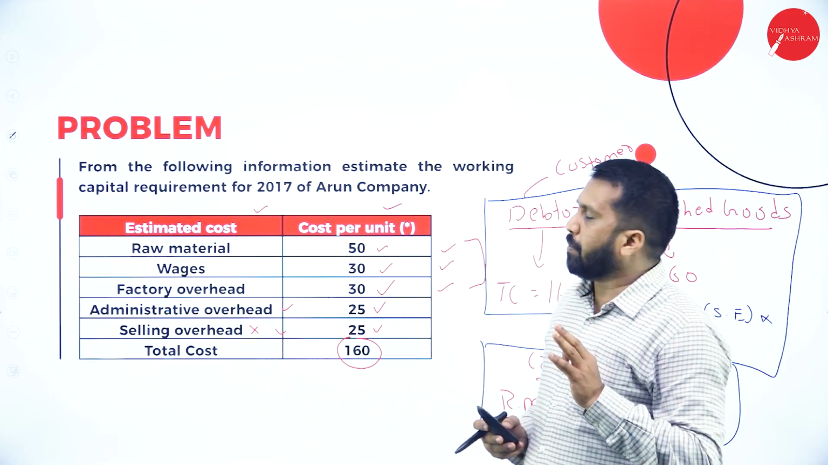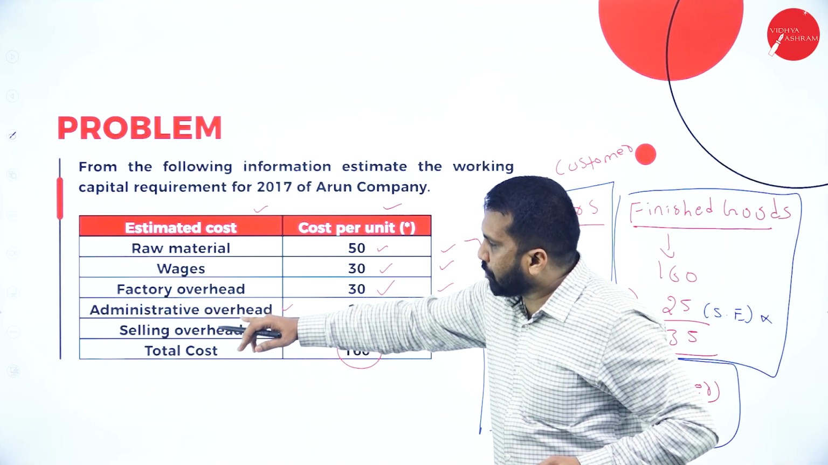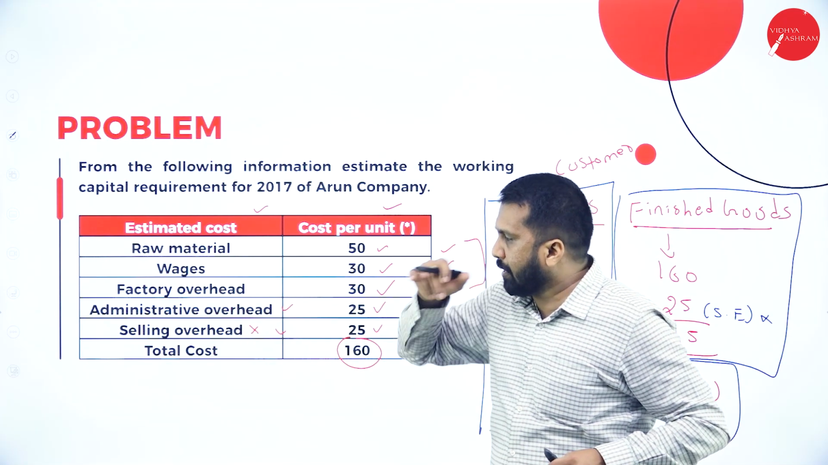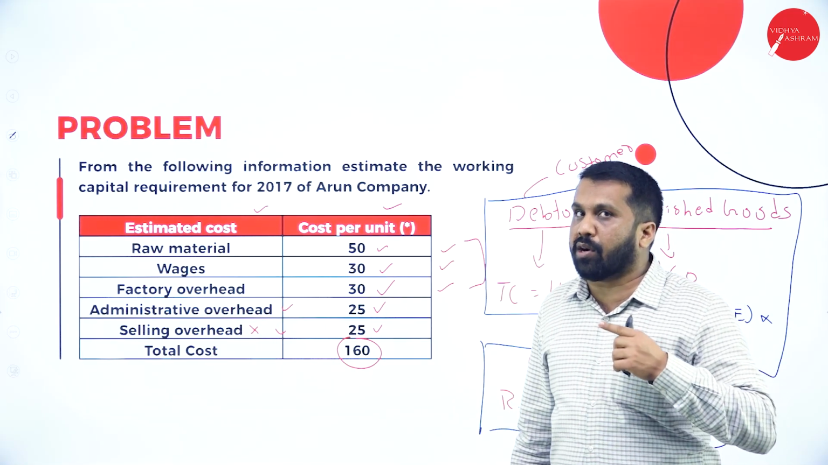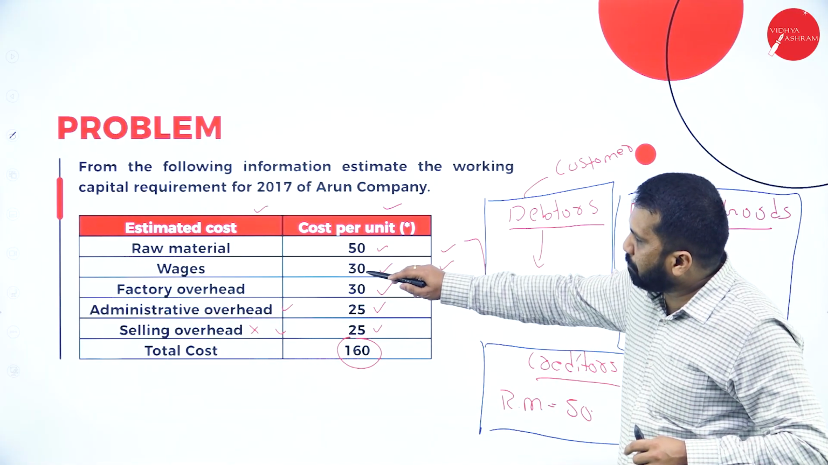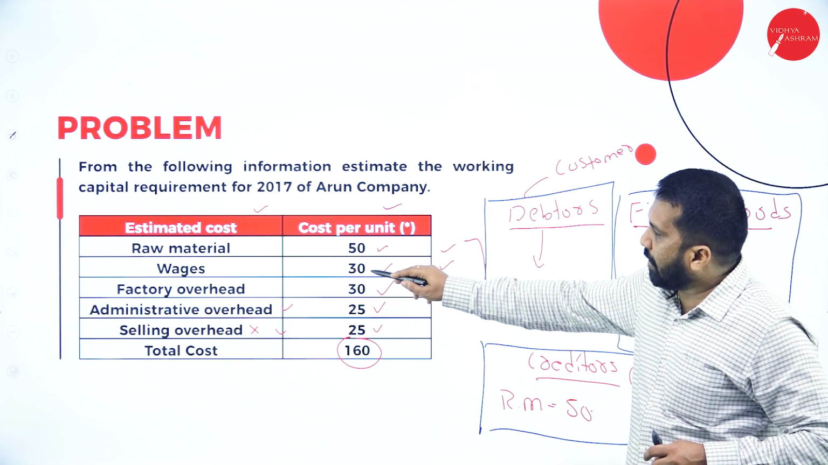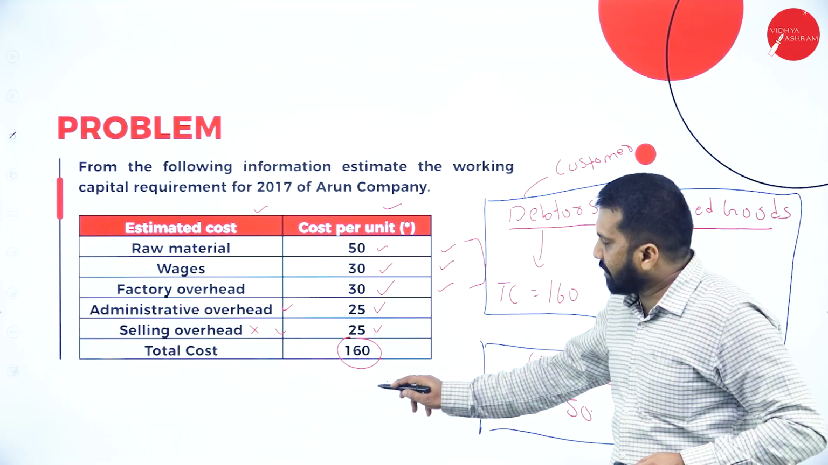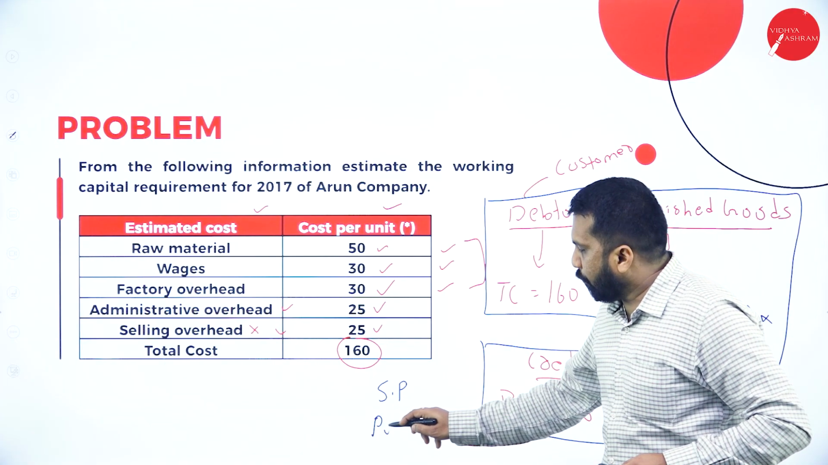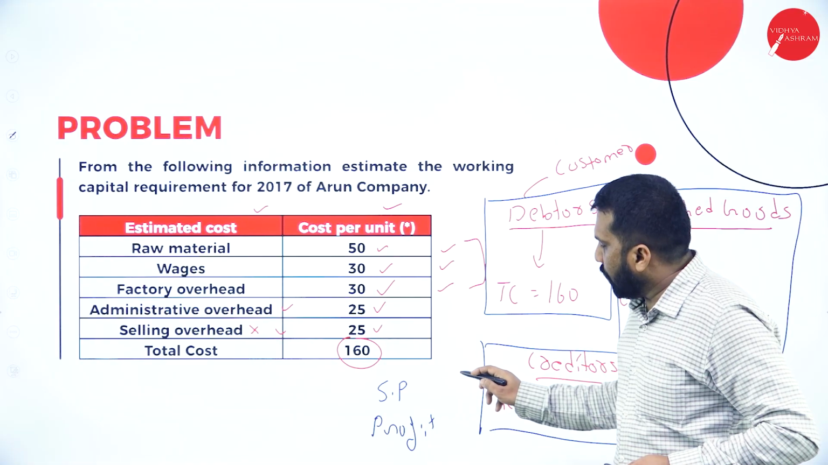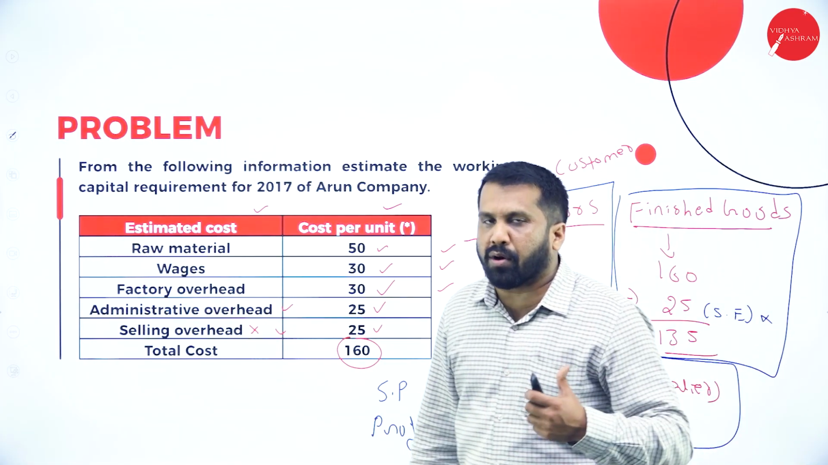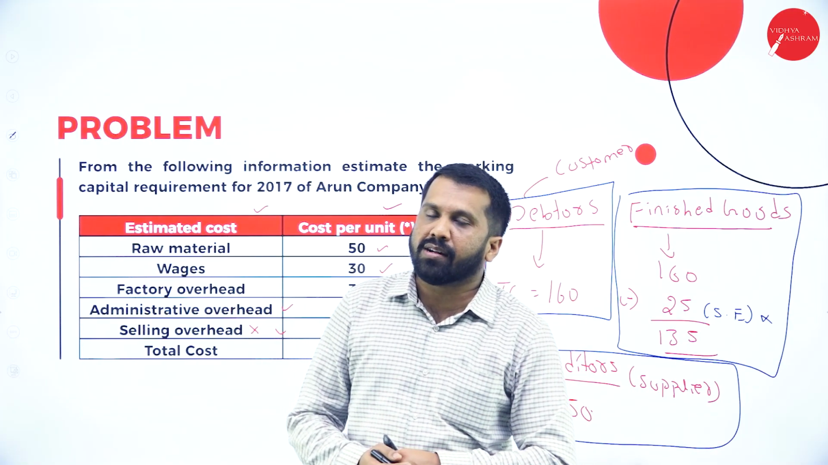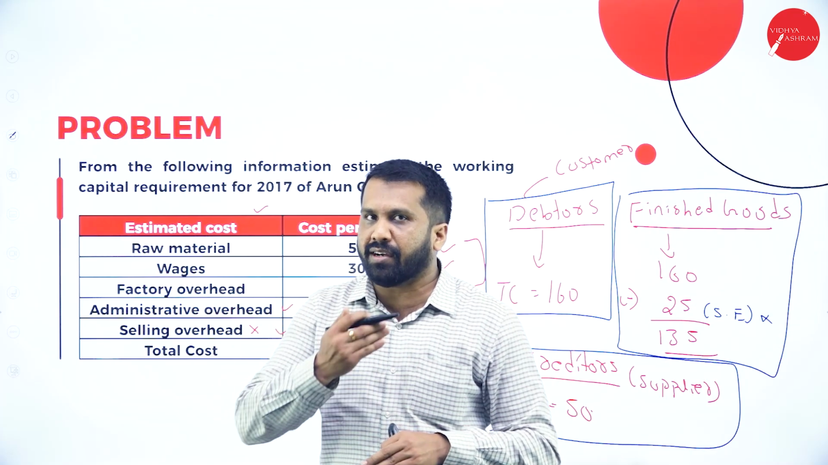In case in the question paper, they have not given administration and selling. Again, I'll repeat, listen to me carefully. In case administration and selling overhead they have not given, always remember 50 plus 30 plus 30, 110 will be your total cost. Hope you are clear. And your selling price and profit will not be considered anywhere in the whole problem. Your selling expenses, selling price as well as your profit will not be considered while doing your calculation.